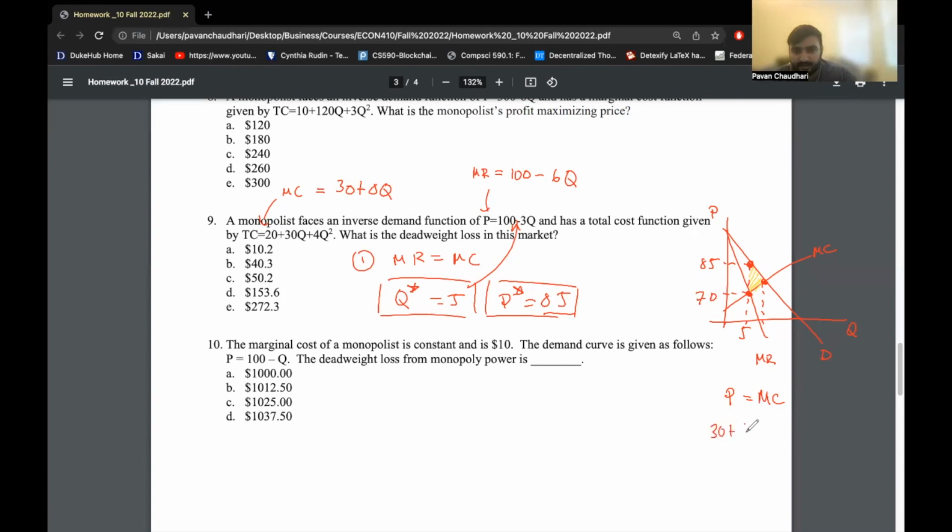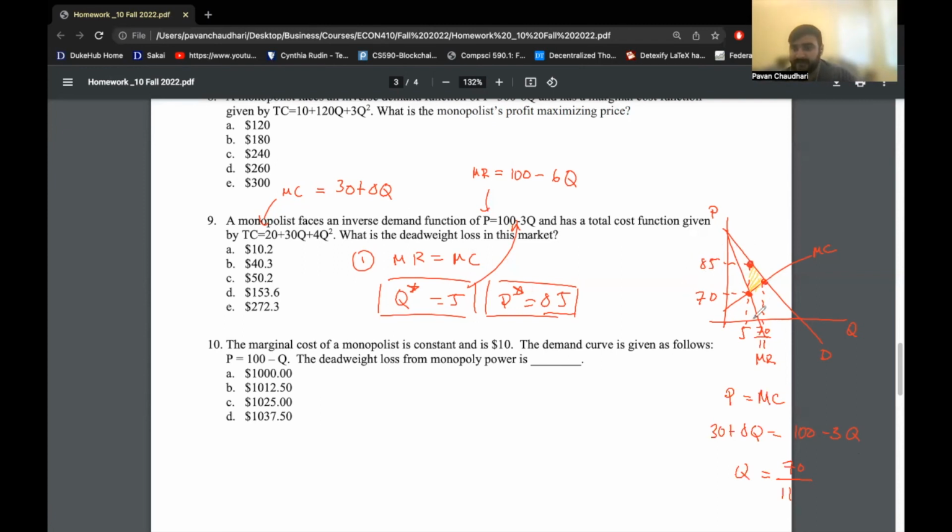30 plus 8Q for marginal cost equals 100 minus 3Q for price for the demand curve, right? So we solve for Q. We get Q is 70 over 11, which is like 6 point something. Okay, so we have 70 over 11. 6.36, I guess.